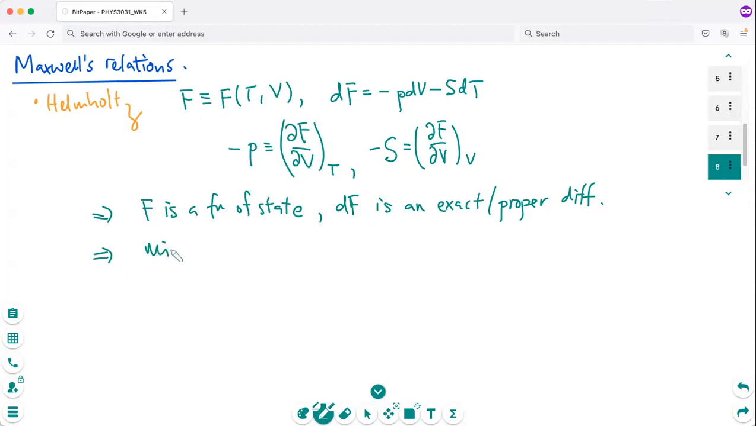So the mixed derivatives are equal, right? This is a change of argument which we spent time on in week 1. Okay, now let's do it. We already differentiate with respect to v. Now we want to differentiate with respect to t by keeping v constant. So I will have this result.